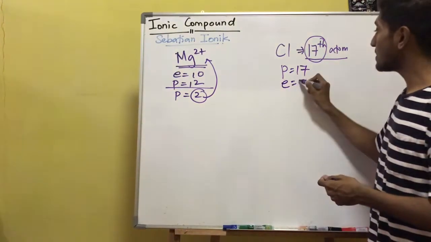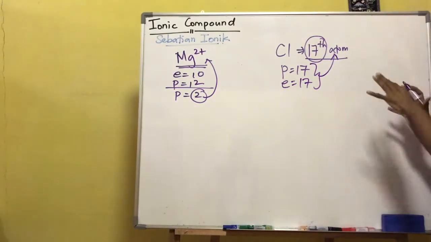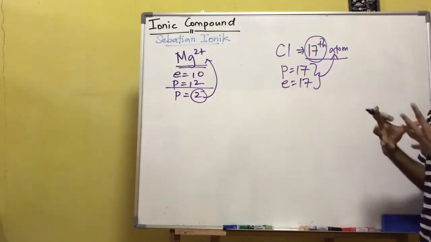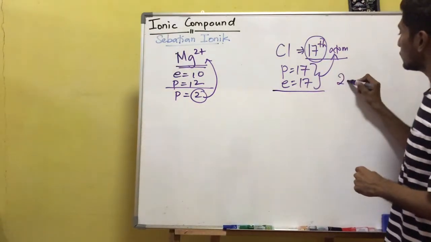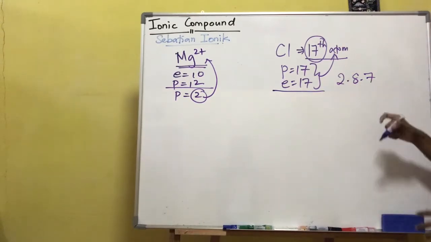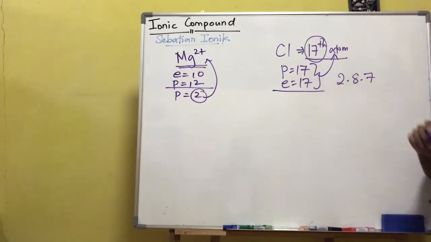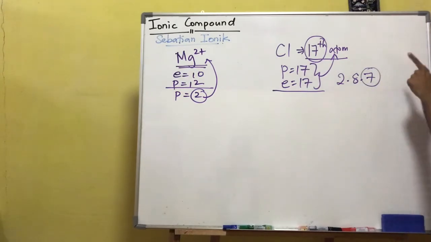The electron would be 17 since these are still in atom mode, or we could say it is still in a form of atom. So, like I said, 2 8 7, this is the electron arrangement. 287 ialah susunan elektronnya sebab elektron dia ada 17, betul? Jadi valence electron or the electron valence is 7.